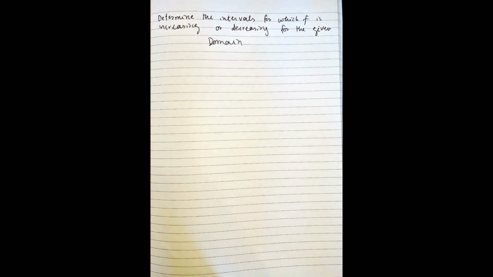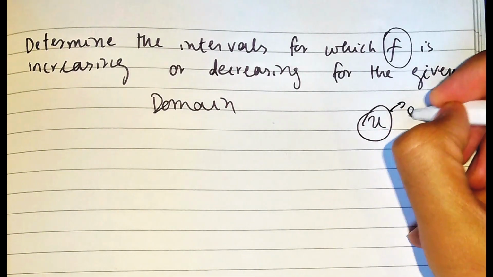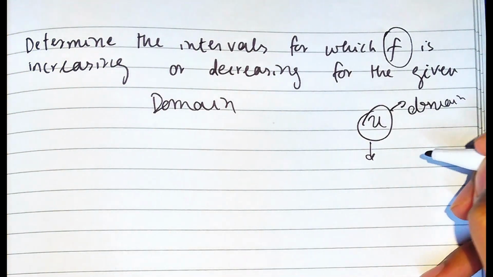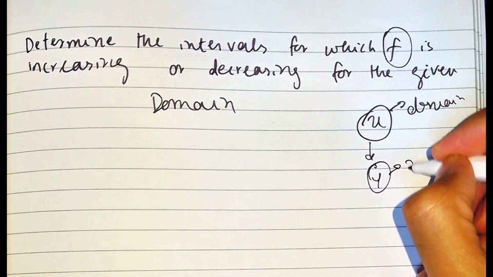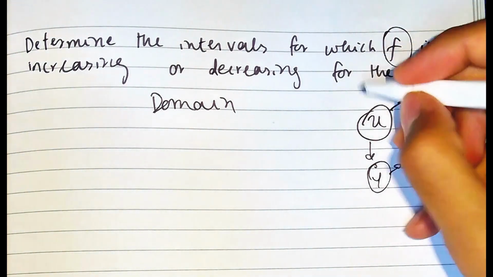The question says: determine the intervals for which the function is increasing or decreasing for the given domain. Now, when you have to find the increasing points and the decreasing points, there are some things which you should consider, and those things are the x values. You should only focus on the x values. Those x values are your domain, and by focusing on those x values and plotting the graph according to the given conditions, you will get the value of y, and that y is going to be your range.